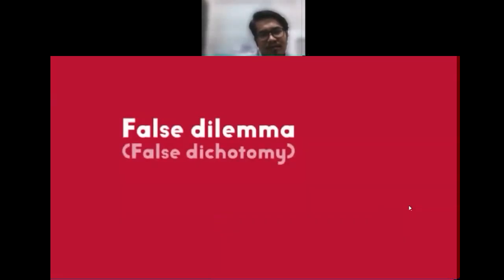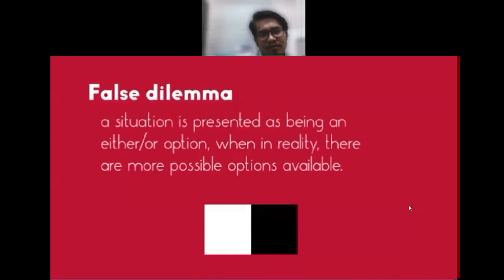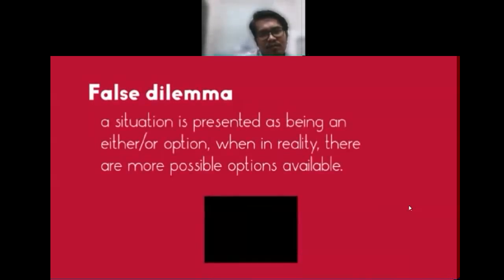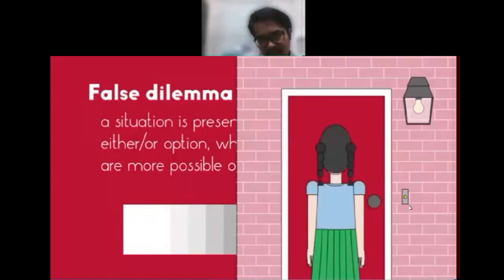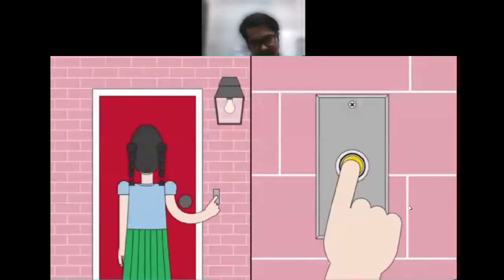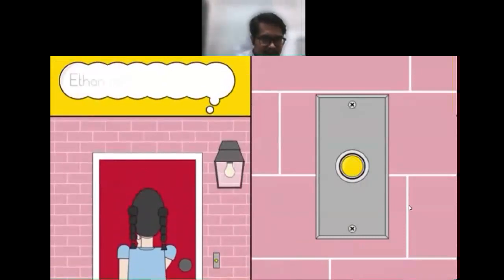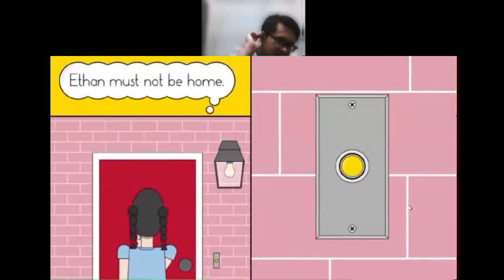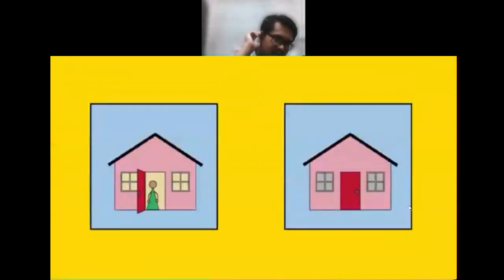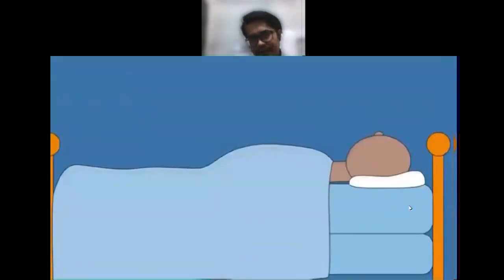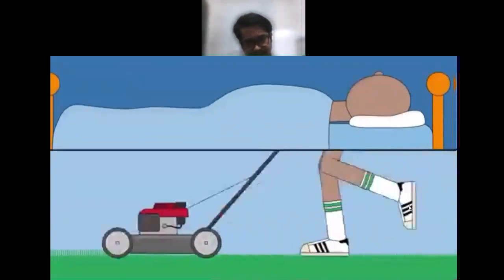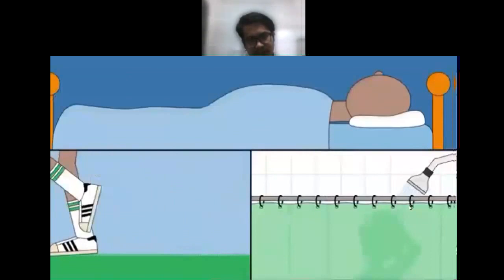The false dilemma, or false dichotomy, is a logical fallacy where a situation is presented as being an either-or option when in reality there are more possible options available than just the chosen two. Rebecca rings the doorbell, but Ethan doesn't answer. She then thinks, oh, Ethan must not be home. Rebecca posits that either Ethan answers the door or he isn't home. In reality, he could be sleeping, doing some work in the backyard, or taking a shower.